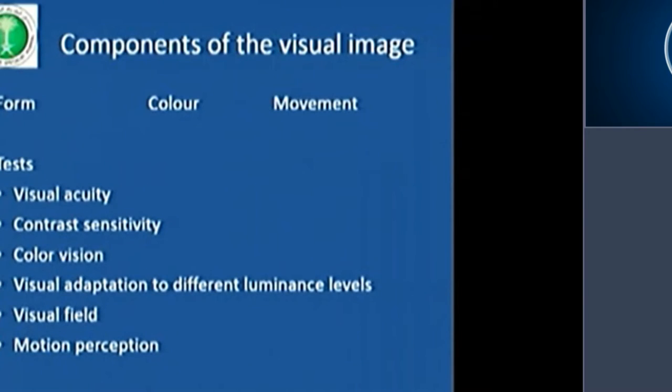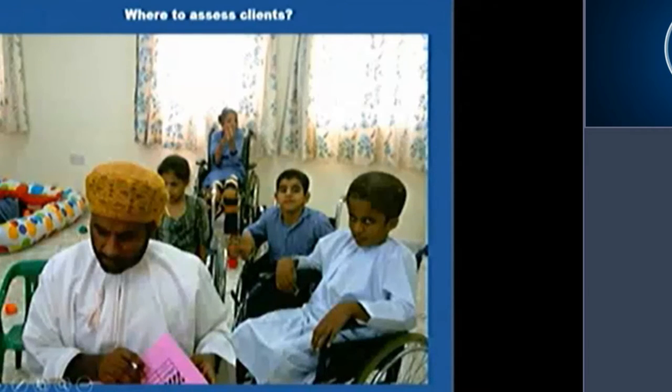So after gathering the information, the next step which comes is we do visual function assessment. Now, visual function assessment in low vision rehabilitation is to a great extent different from what we do in our ophthalmic clinical practice. But the principles are the same, that the visual image has a form sense, color sense, and movement sense. So the tests are accordingly required for visual acuity, contrast sensitivity, color vision, visual adaptation at different luminance, visual field testing, and motion perception.